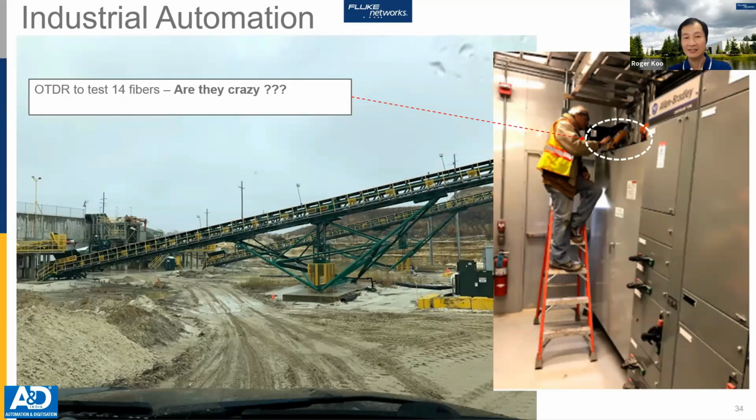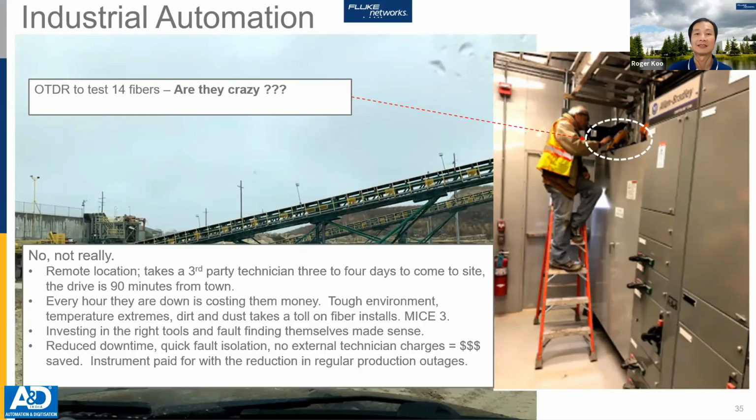Now imagine in this installation, they only have 14 fibers and they bought an OTDR. You may say that, well, why do you need an OTDR for 14 fibers? Well, it's not really the case because, like I mentioned, it's a remote location. It takes a third-party technician 3 to 4 days just to come to the site to find out what is the cause.